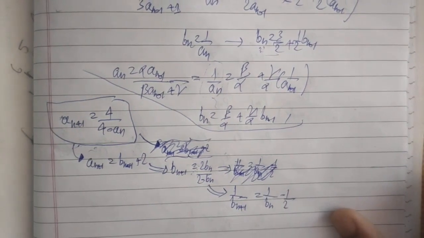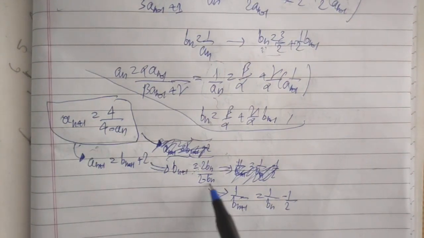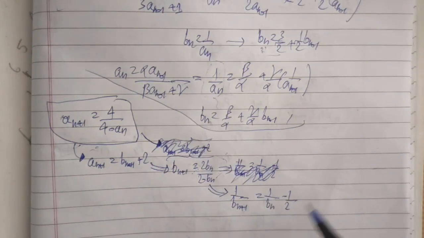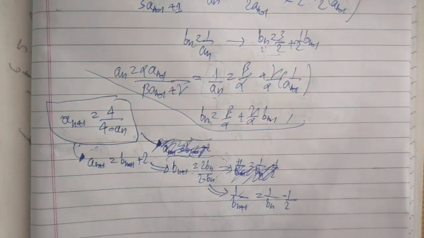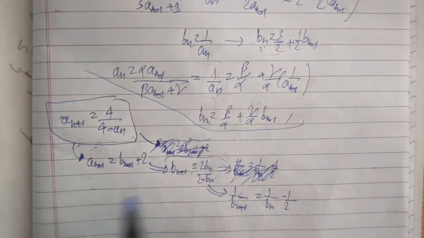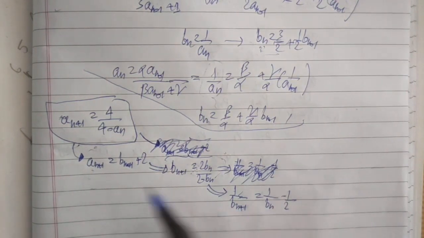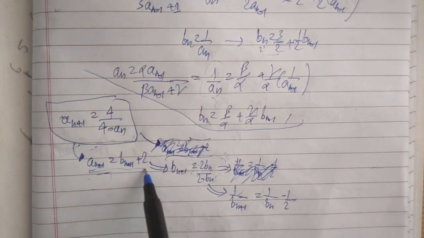Why is this important? Because it has turned this relation into a relation that we know how to solve. We will reciprocate here, and we know how to solve this by defining a new sequence. So the main idea here was to find a proper substitution. Now it might seem like magic to any viewer, but there's a logic for why this came.